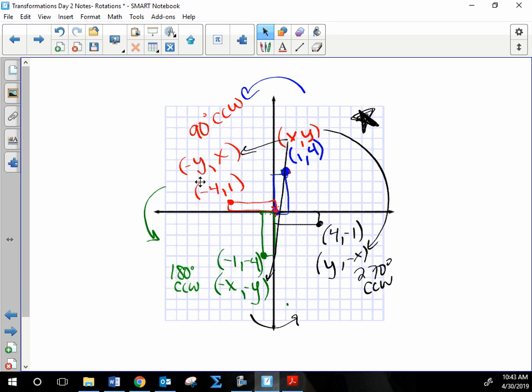Now notice, I had you talking about this in terms of counterclockwise. We can write this in terms of clockwise. If I said 90 degrees clockwise, I would simply go to this group here, right? So we can use either direction. We can use the pattern for either direction. You just need to know which direction you're going.